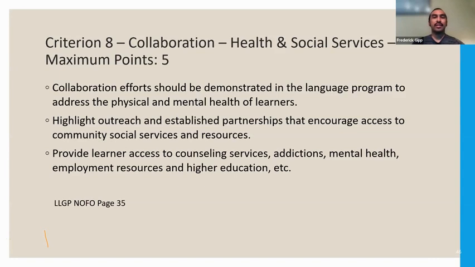So for criterion 8, collaboration on health and social services, there is a maximum of 5 points to be received from grant reviewers. They will base their scoring on collaboration efforts perceived in your application that give detail on language programs that work to address the physical and mental health of learners, highlight outreach and establish partnerships that encourage access to community social services and resources, and provide learners access to counseling services, addictions, mental health, employment resources, higher education, and other relevant areas of programming.